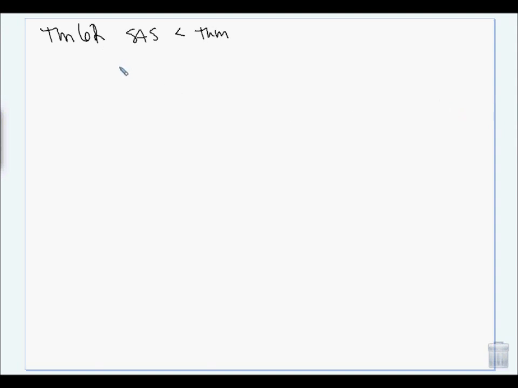okay, so I've got two sides of one triangle. So I'm going to say that these sides are congruent and these sides are congruent. They don't have to be congruent to each other. They just have to be congruent to the other triangle. So this side is congruent to that side and this side is congruent to that side.